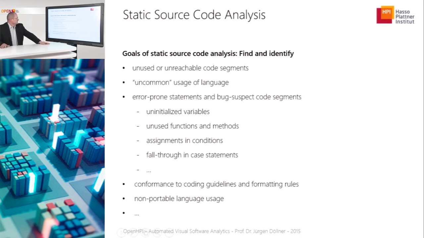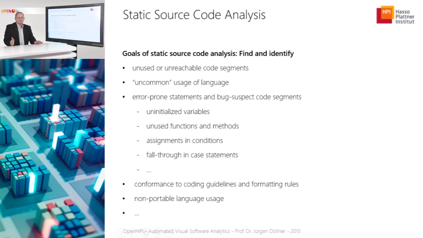Goals of static source code analysis. What are the goals? Basically, we want to find and identify a number of weaknesses. These weaknesses include, for example, unused or unreachable code segments, uncommon usages of the programming language, error-prone statements, or bug-suspect code segments. Bug-suspect means, for example, if a variable is not initialized, it is likely that this can cause an error in many situations. So uninitialized variables are considered to be error-prone.